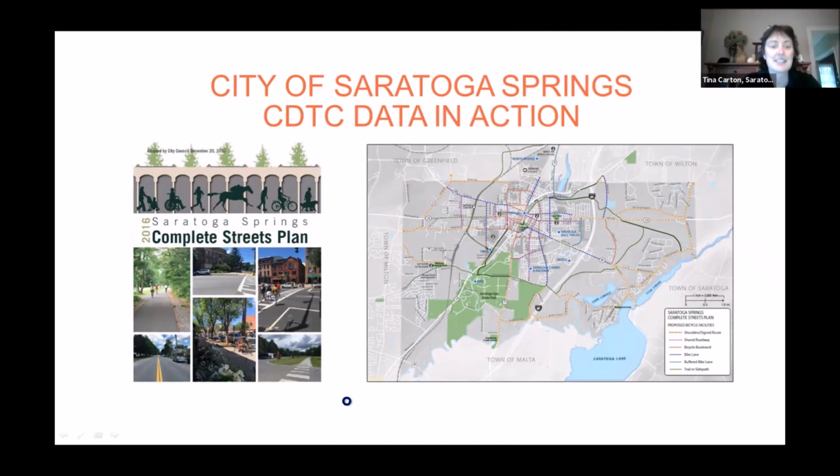Hi, this is Tina Carton. I'm with the City of Saratoga Springs. I think Teresa and Jacob have done a really great job of discussing the data that CDTC has been collecting. But I just wanted to briefly go over how the city has utilized some of that data for the creation of different plans, and then from those planning documents, projects. Next slide.